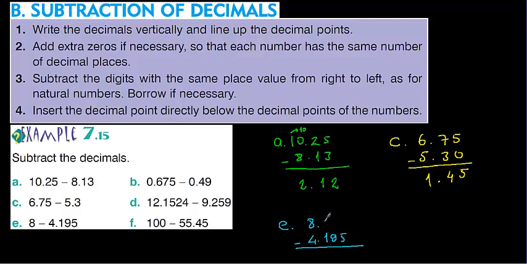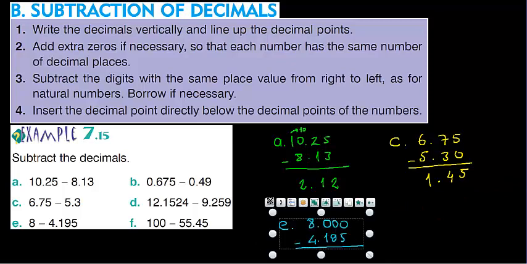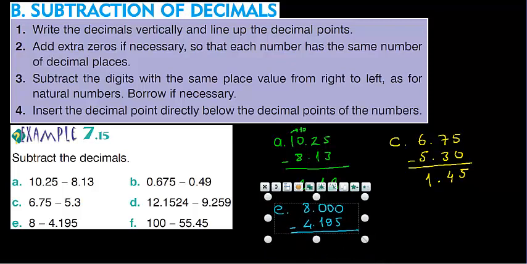8 has no decimal places, so we are going to add as many decimal places as the second number has. The same number of decimal places we are adding to the 8. And here when we start to subtract, we cannot subtract 5 from 0. That's why we are going to borrow from this one, but there's nothing here, so we are going to borrow from 8.